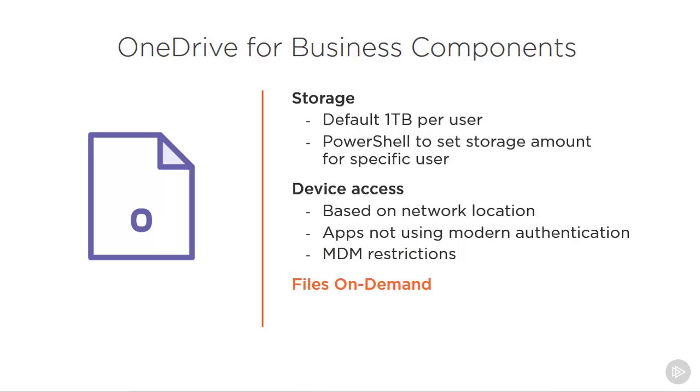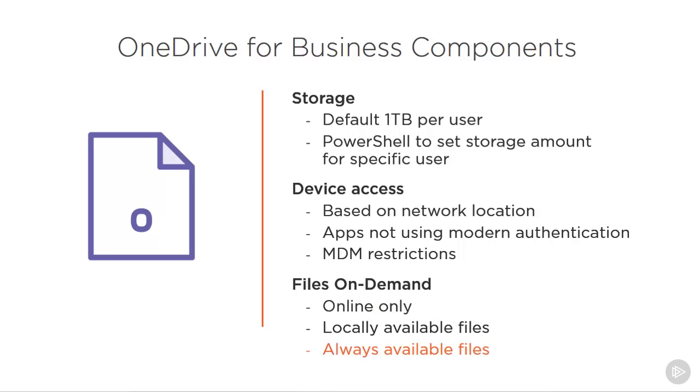Files on demand is another OneDrive for Business component. We can specify online only, locally available files, or always available files. However, this must first be enabled, and after doing so, it prevents storage of all files on devices by specifying one of these three options.